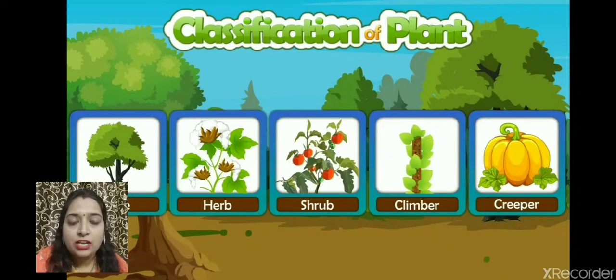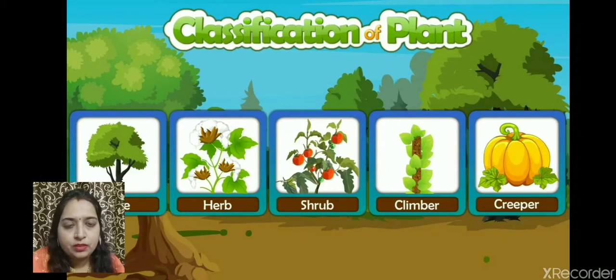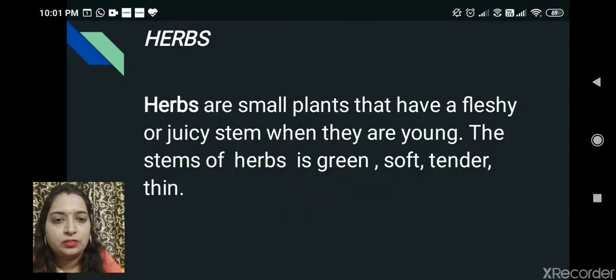If we divide plants into categories, there will be 5 categories of plants. Okay, what are these 5 categories? These are herbs, shrubs, trees, climbers and creepers. So let's start one by one. First come herbs. The first type of plants are herbs.